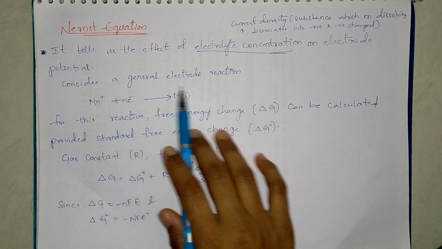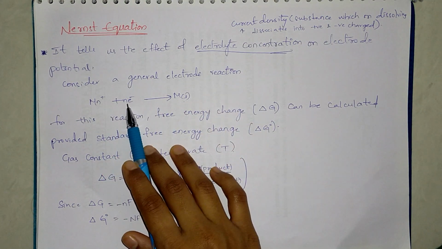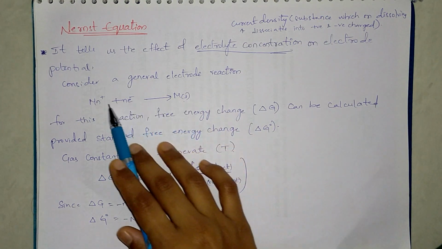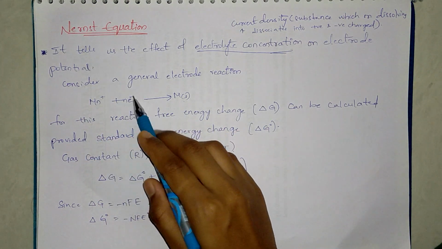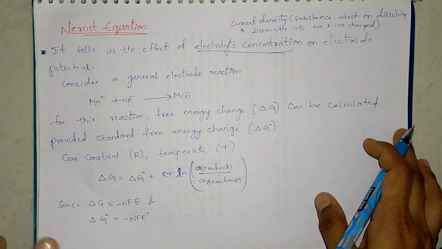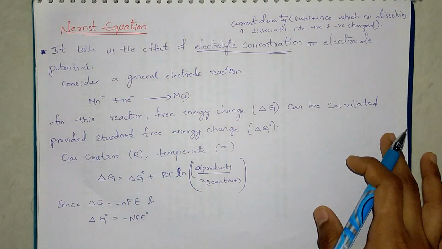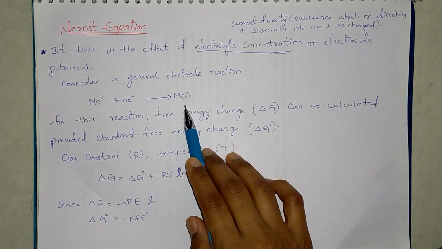For example, consider this general electrode reaction: Mn+ plus n electrons gives M. Here M is some metal, and n is some number of electrons. We don't know how many electrons are involved because it depends upon the type of metal we are using here.